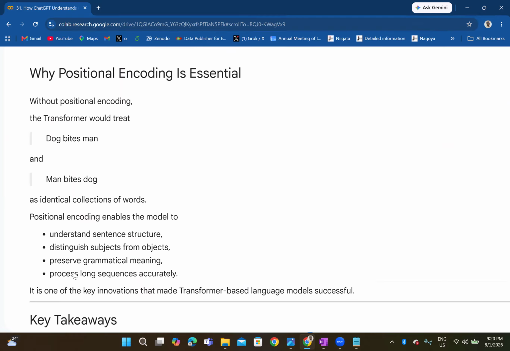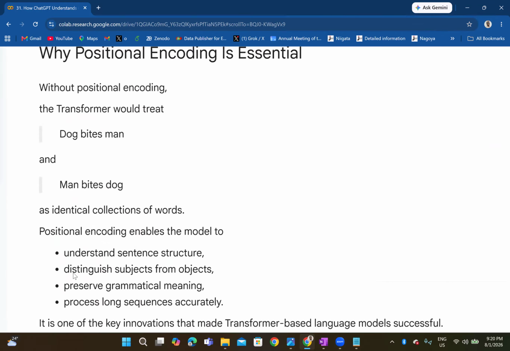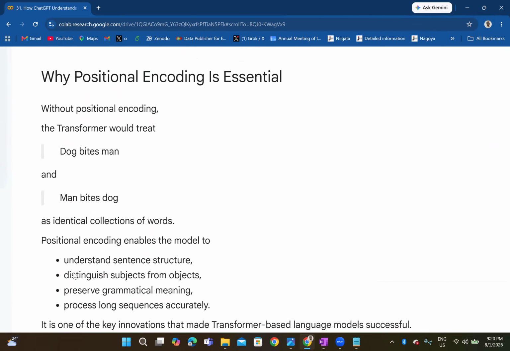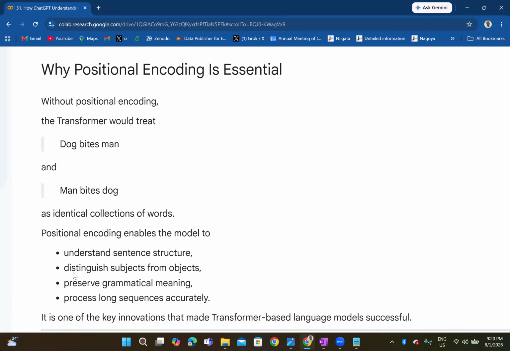So why is positional encoding essential? Without positional encoding, the transformer would treat "dog bites man" and "man bites dog" as the same thing, whereas they mean different things, and that can be misleading. These are identical collections of words, but positional encoding enables the model to understand sentence structure, distinguish subjects from objects, preserve grammatical meaning, and process long sequences accurately. It is one of the key innovations that made transformer-based language models successful.